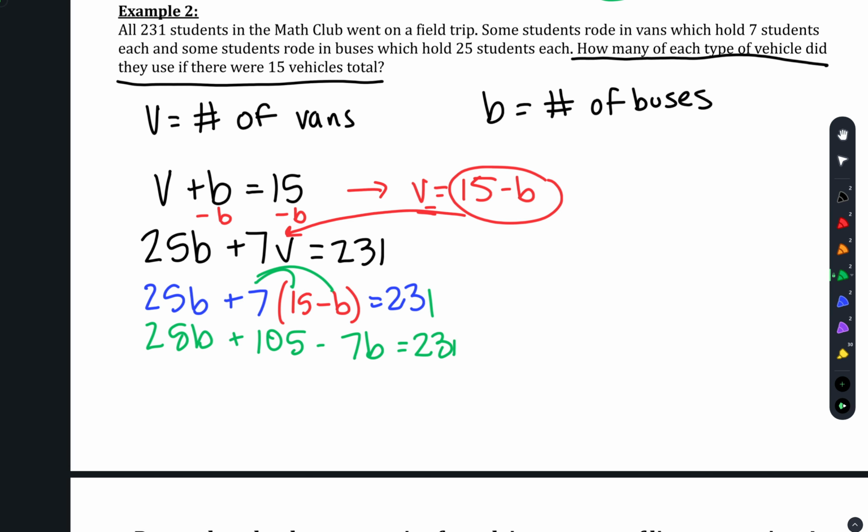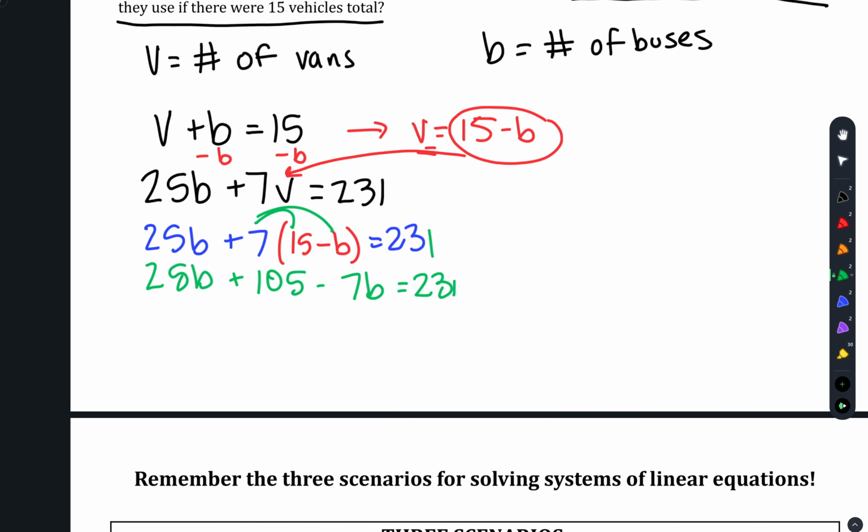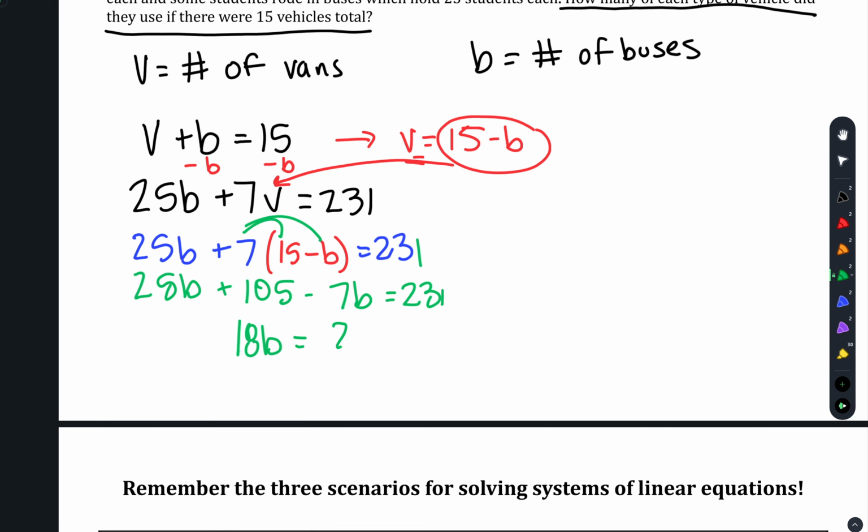And I'm just going to simplify this. This is 18B equals 226, I think. Oh, sorry, not 226, 126. Divide everything by 18. B equals 7. Questions on that?